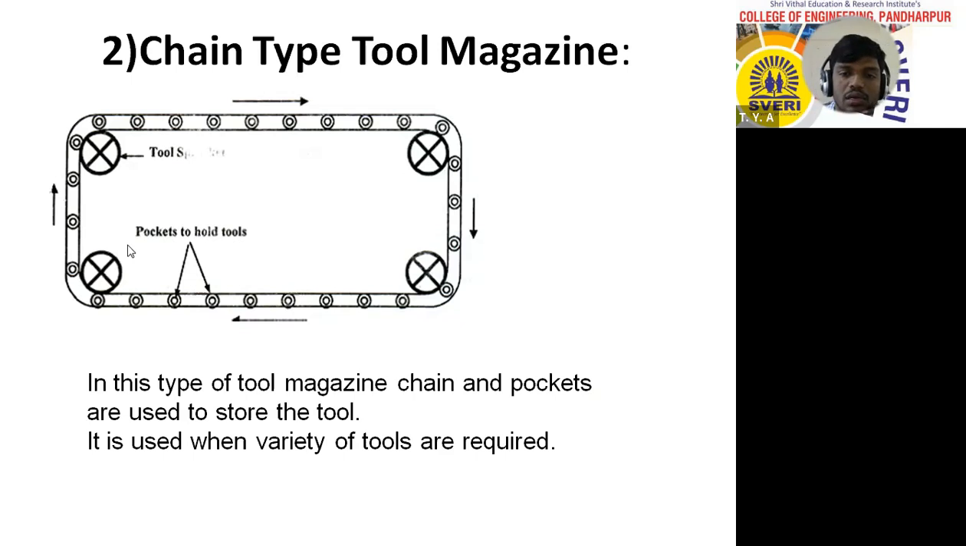बघा, in this tool magazine, chain and pockets are used to store the tools, and it is used when a variety of tools is required. म्हणजे तुम्हाला नंबर ऑफ व्हरायटी टूल खूप रिक्वायर्ड आहेत, त्यावेळेस तुम्ही हा टूल मॅगझिनचा टाईप यूज करू शकता, जेणेकरून तुम्हाला 50, 60, 70, 80, 100 पर्यंत तुम्हाला टूल लागणार असतील तर तुम्ही हा चेन टाईप टूल मॅगझिन यूज करू शकता. Other than drum type, which you can use if the number is limited.